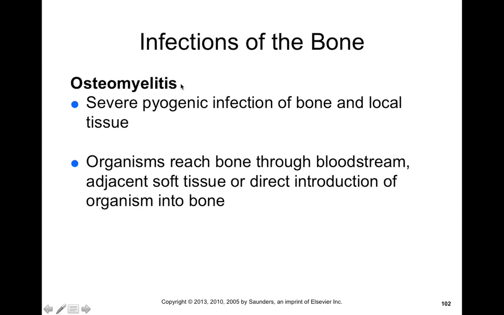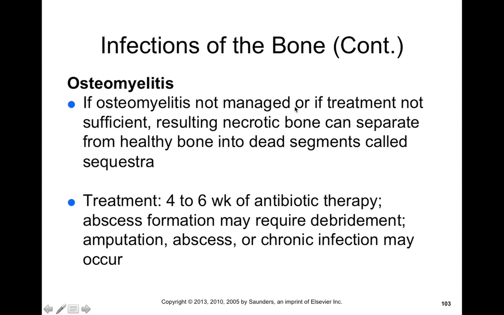Now, osteomyelitis is a severe pyogenic infection of bone. So we say that the organisms reach bone either through the bloodstream or through adjacent soft tissues through direct introduction of organisms into the bone, and this can actually lead to necrosis of the bone. Now, if it's not treated and managed, it can lead to necrotic bone that can separate from the healthy bone in dead segments called sequestra. And these sequestra are basically infected necrotic segments of dead bone.